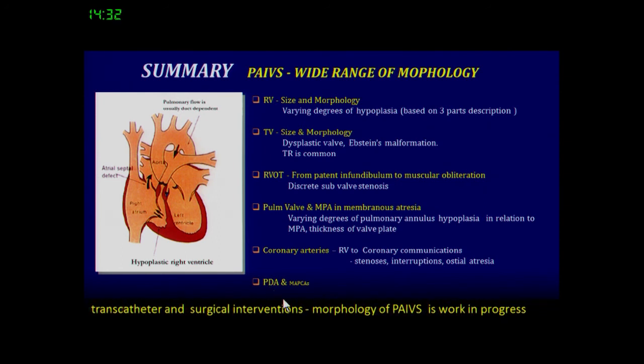And one thing that we see in modern cardiac and surgical practice is that with management by the surgeons and the cardiologists, the morphology of PAIVS is something that is changing as the patient grows.